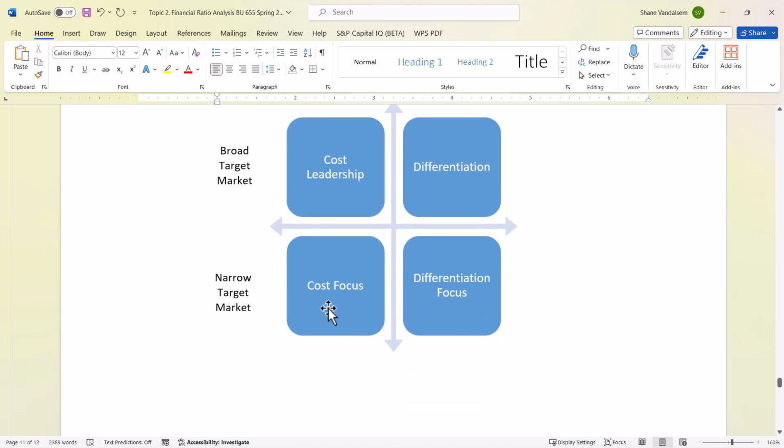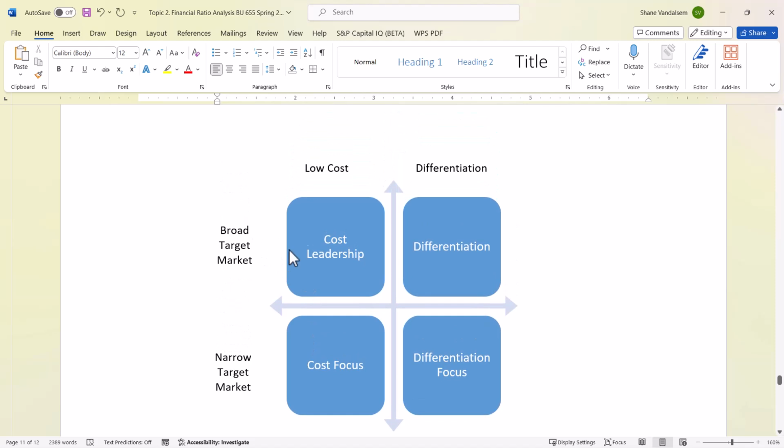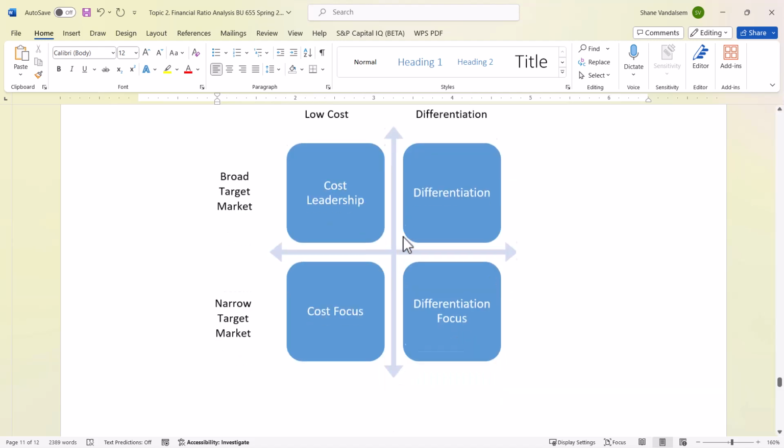So the focus strategy, we have a narrow target market. We're not trying to get every customer out there. We're trying to get specific groups of customers. Broad target market is going to be cost leadership for everyone. We're trying to just provide the lowest product that people commonly want at the lowest price. Okay, and then with differentiation, we're trying to get customers that want something different, but we're not aiming at a certain subset of the market.